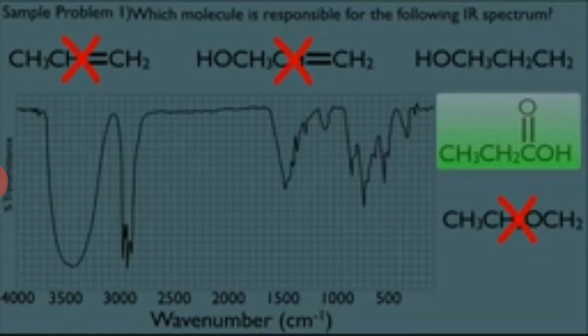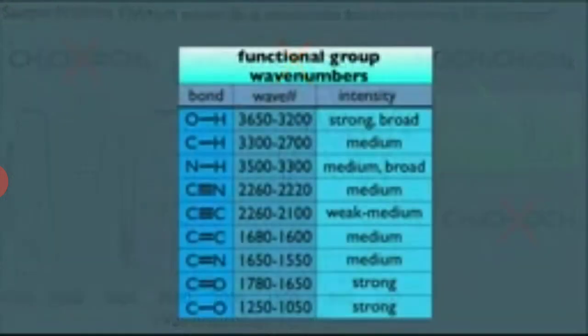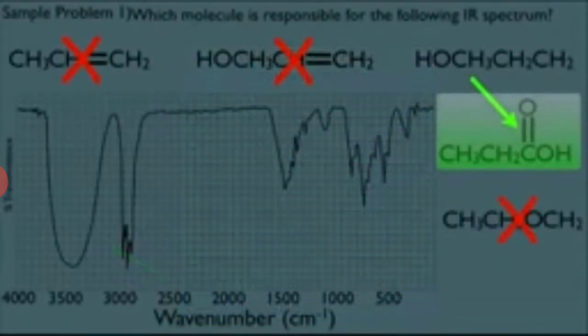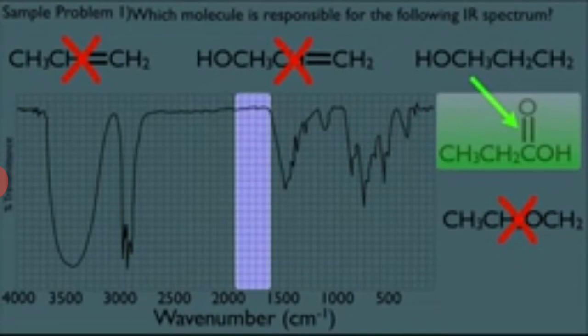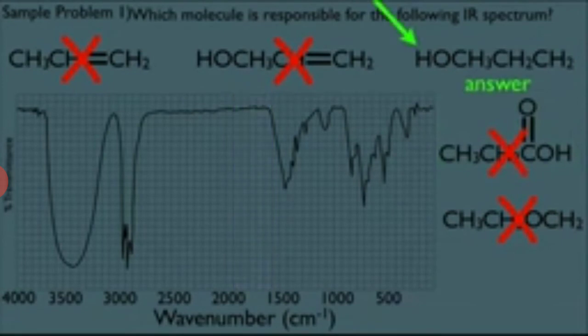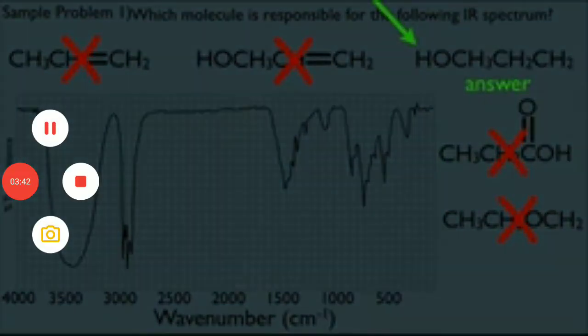We have these 2 possible answers, and this compound has a carbonyl group as a key function. The carbonyl group stands between 1650 to 1780 cm⁻¹, and if you look at the spectra, there is no peak of carbonyl group, so this is not the answer. So this is your answer here.